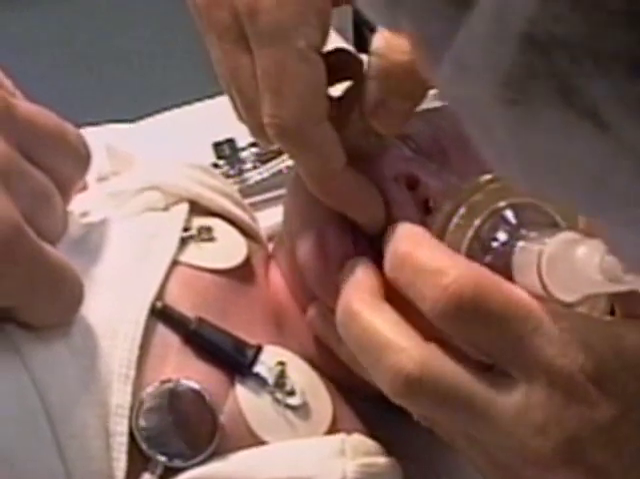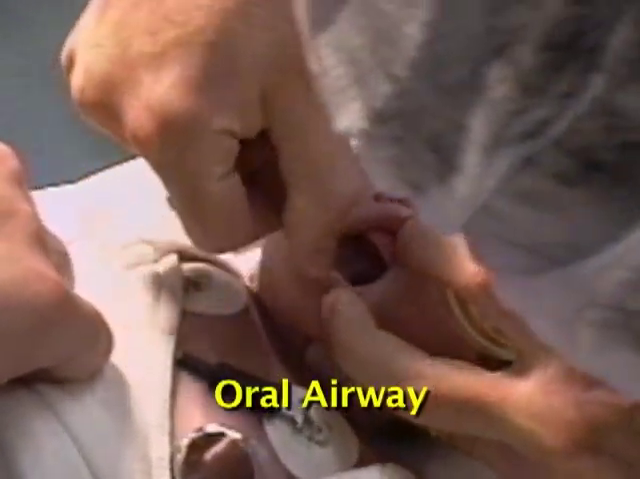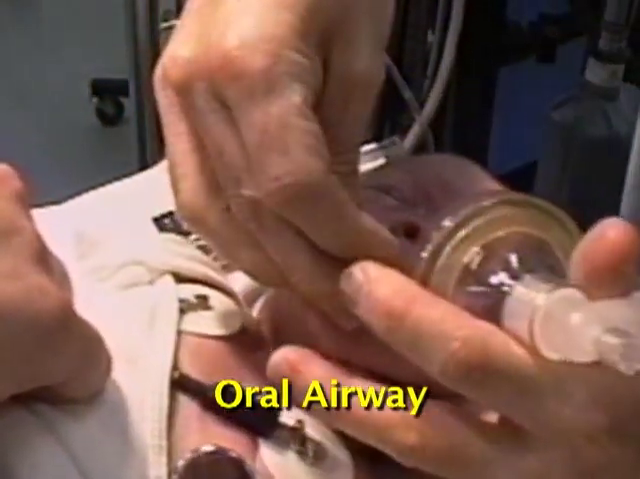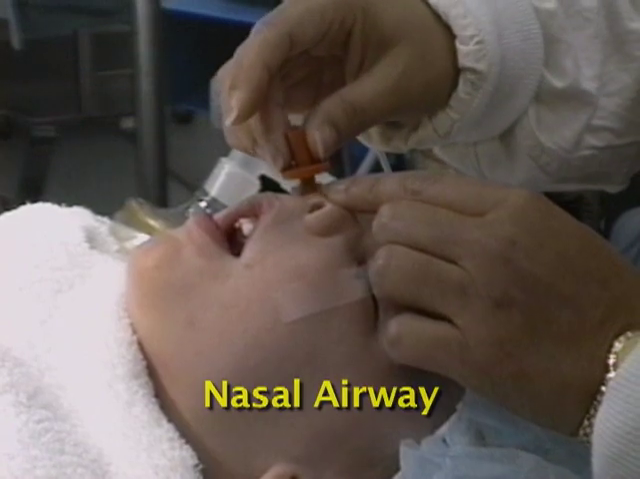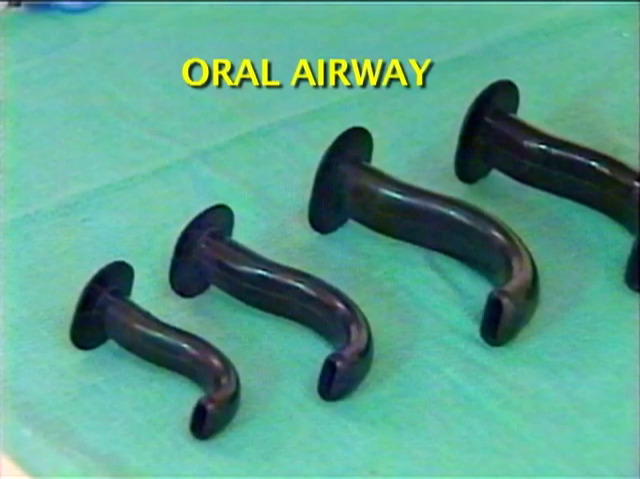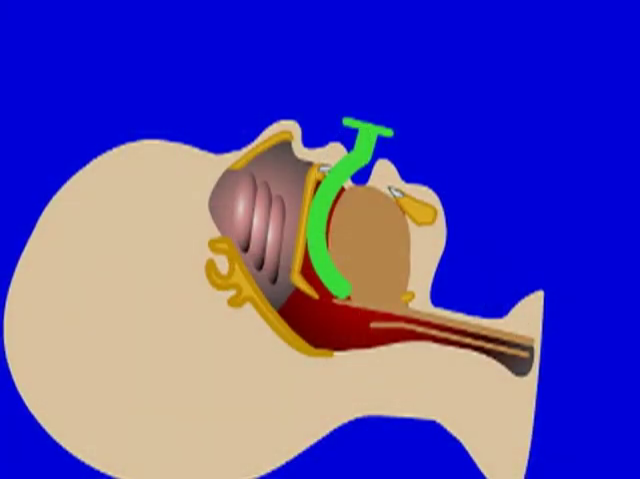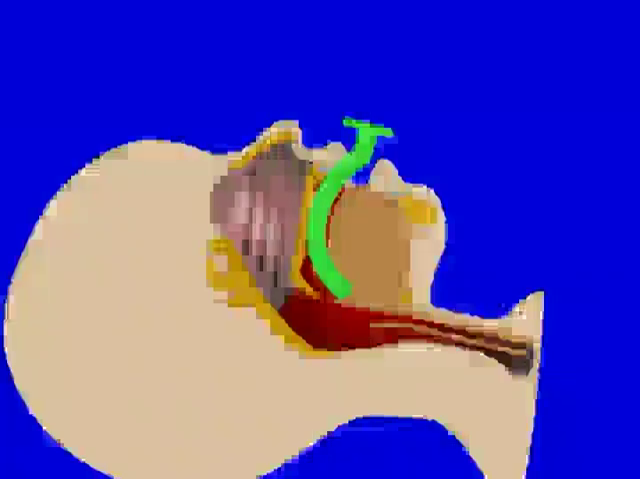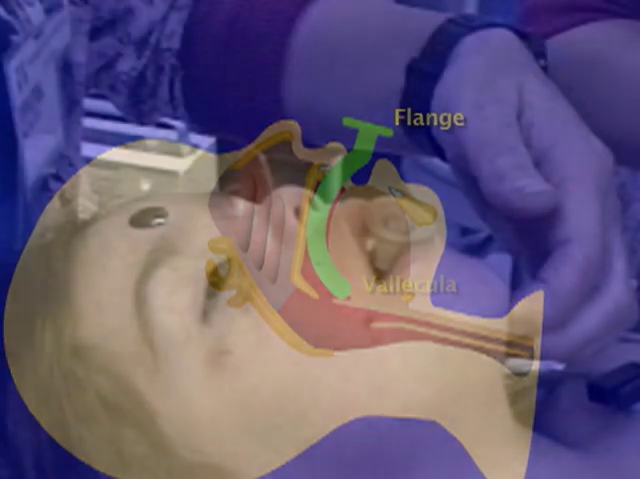If obstruction persists, the next step is to insert an oral airway or a nasal airway. An oral airway is a fairly firm, curved piece of plastic which sits on top of the tongue and pulls it and the associated soft tissue forward, away from the top of the larynx. The correct size puts the flange outside the teeth and gum line and positions the tip near the vallecula.